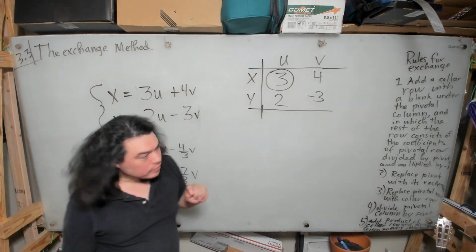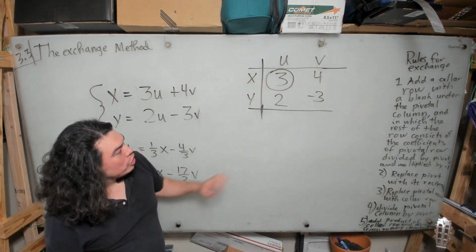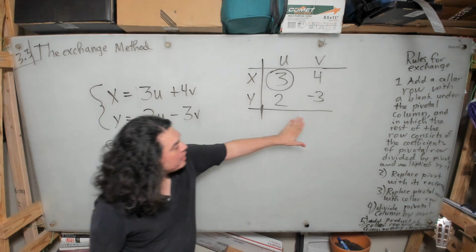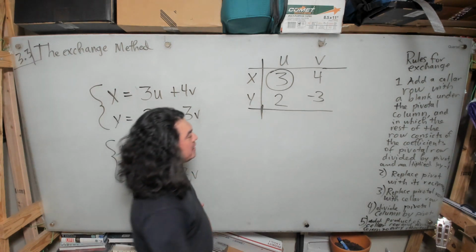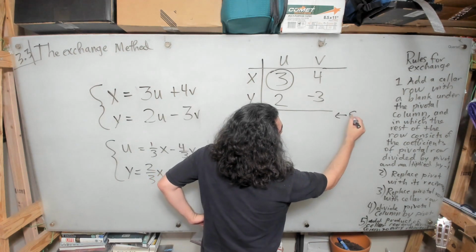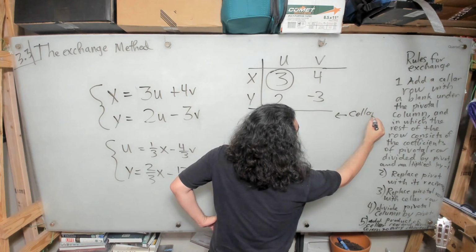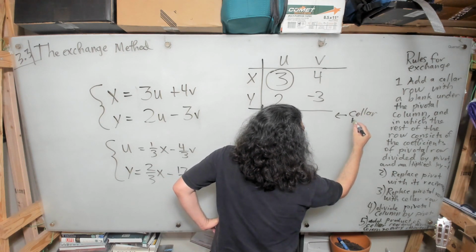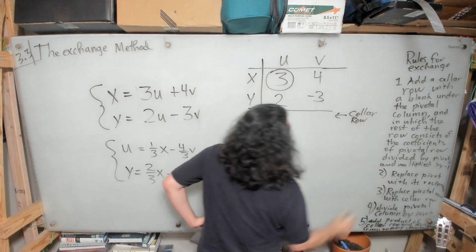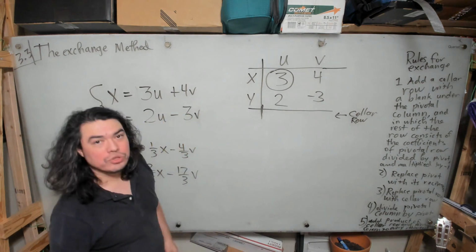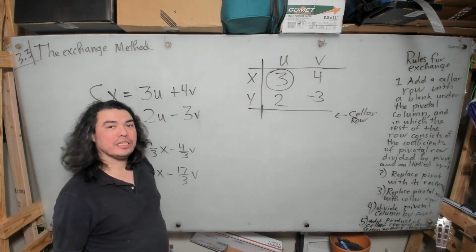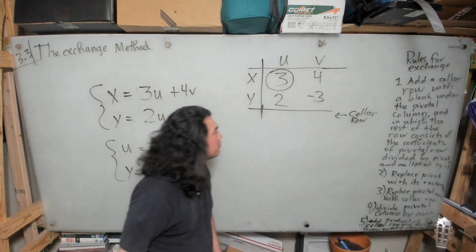Okay, so what I'm going to do is add this thing down here. This is my cellar row. Just like a cellar where you put wine to drink, it's at the bottom.